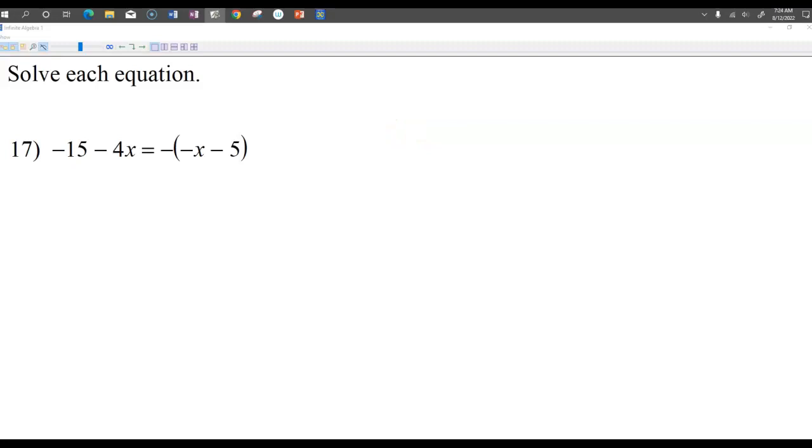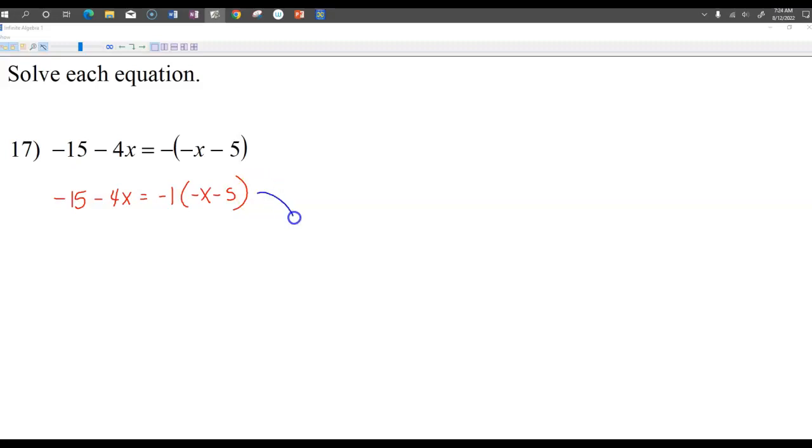So the first thing I might encourage you guys to do is to rewrite the problem like this. If you ever have a pair of parentheses with just a negative, I would put a 1 there. It's helpful. Now, if you don't want to, you don't have to. If you just do it mentally, that's fine. But that's what I would do there. Okay? After that, we're ready to do our steps as usual.